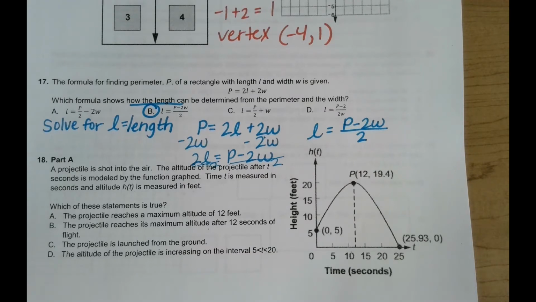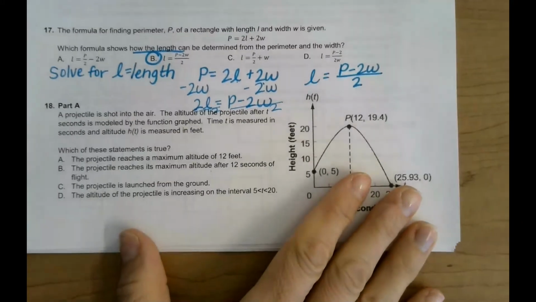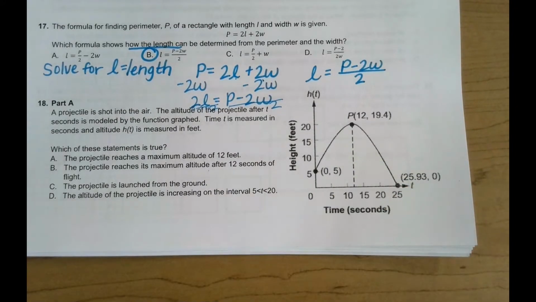Number 18. A projectile is shot into the air. The altitude of the projectile after t seconds is modeled by the function graphed. Time t is measured in seconds and altitude h of t is measured in feet. Which of these statements is true?